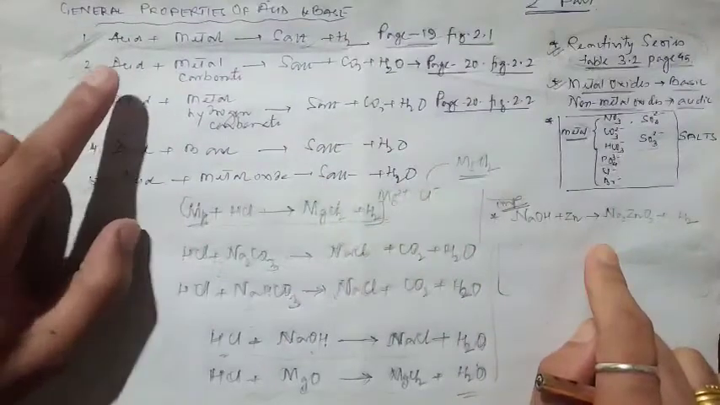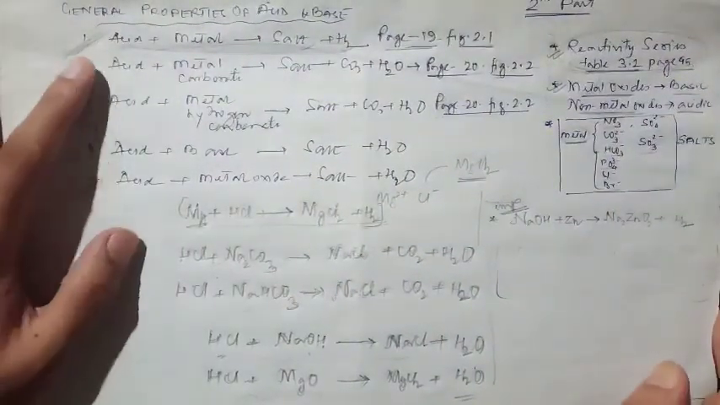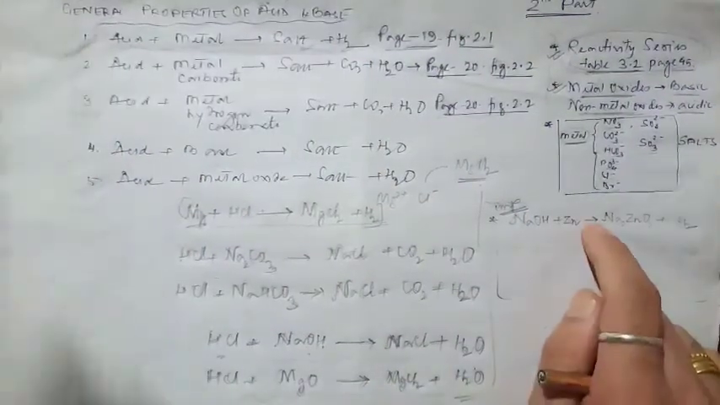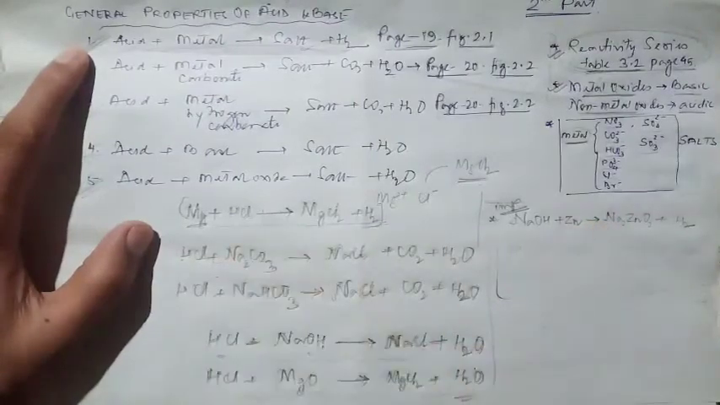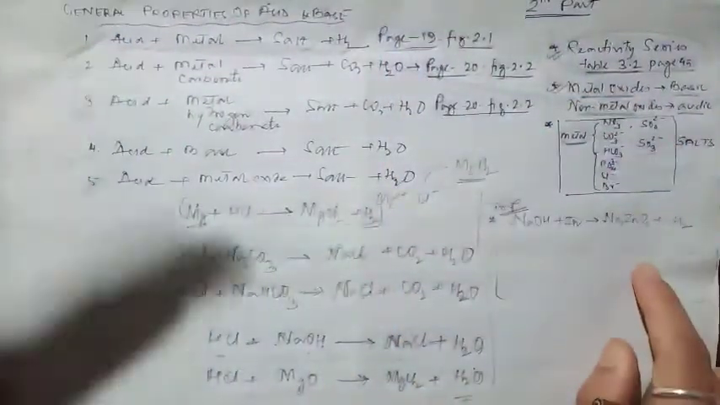Now students, about the acids also, there is one problem. Almost every acid gives this reaction, but there is one acid which will not give this reaction with metals, and that is nitric acid. We'll discuss more about this in our next chapter.